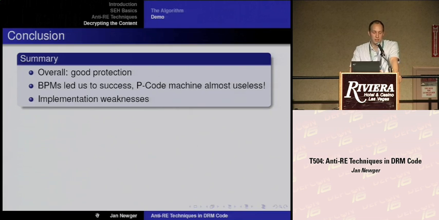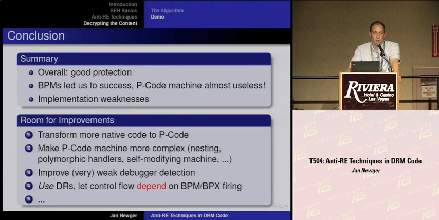So the conclusion is, overall it's a pretty good protection, but it has some major design issues, because we could bypass the whole P-code machine by just reacquiring our breakpoints on memory access. There were also some other weaknesses, like the very weak anti-debugging mechanisms. And of course, there's much room for improvement. The most obvious one would probably be to transform more native code to the P-code machine, to avoid that the actual decryption process is a high-level handler, which is pretty useless.